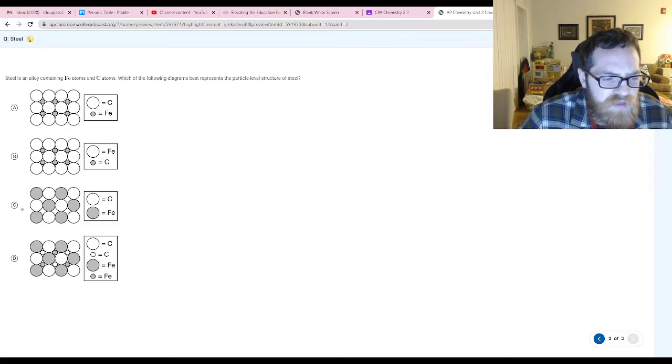B. In this one, they're the same size. In this one, iron is smaller. And in this one, you have some large and some small irons, and some large and some small carbons. This doesn't really make sense, as all atoms of a specific element have the same radius. So, we're looking at B as our answer.